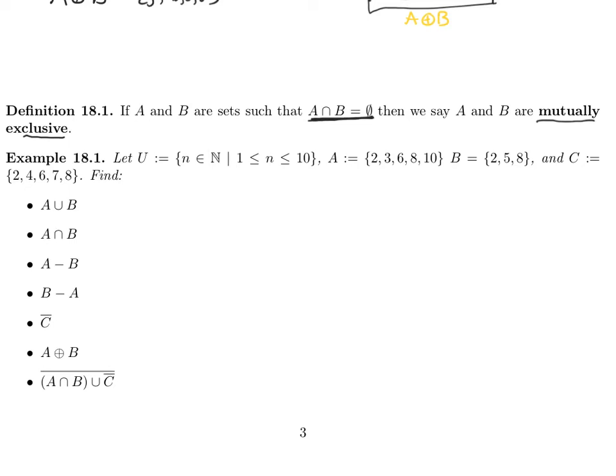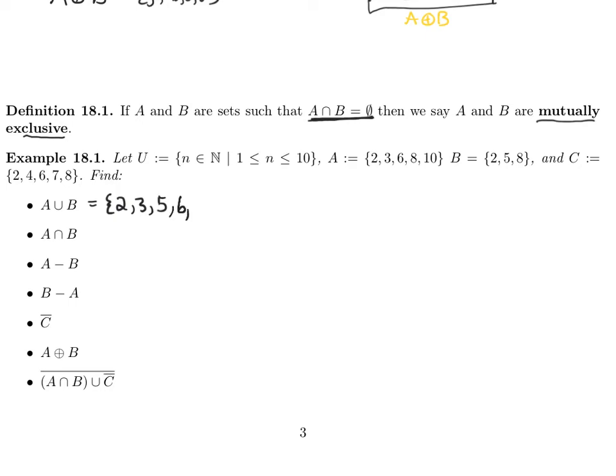Okay, now that you're back, let's figure these out. So we need things that are in A or B. So 2 is in A, 3 is in A, so we're going to include it. 4 is in neither. 5 is in A. Sorry, 5 is in B.